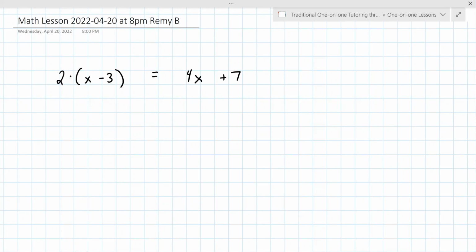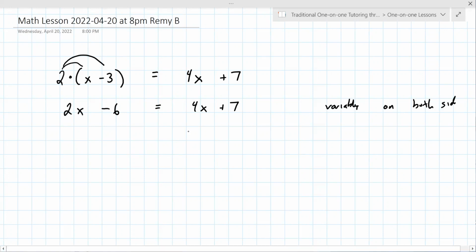So here on the left, you're going to distribute the 2 into both of the terms inside the parentheses. So that's 2x minus 6 equals 4x plus 7. Now notice there are variables on both sides of the equation, and you have a choice. You can either move the 4x left or the 2x right. Do you remember what you've been doing or why? Not really. I just need a review on everything.